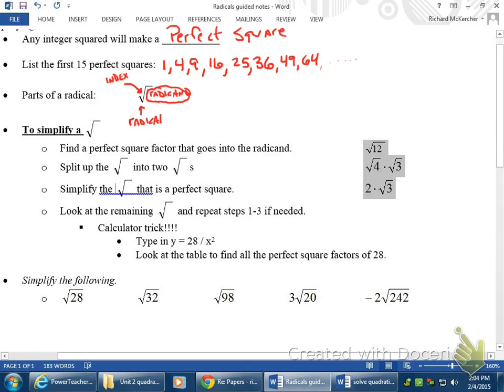On all of these, it's a 2 because it's not written. These are all square roots. So square is something to the second power, so the index would be a 2 for a square root.